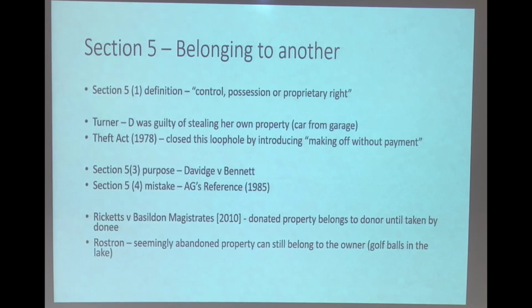Rostron, it's the idea that seemingly abandoned property can still belong to the owner. So in that case, there was a guy who took all the golf balls from a lake, from a golf club, and although they were seemingly abandoned, they still actually belonged to the golf club, and that was still theft.